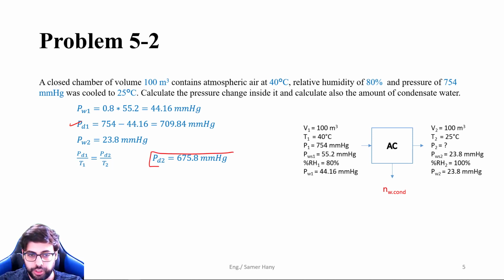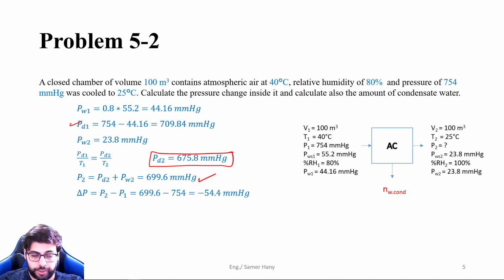But this will be the dry pressure, since the number of moles needs to be constant for only the dry component of the air. And to get the total pressure, P2, we just add the partial pressures according to Dalton's law, and we get a total pressure of 700 millimeter mercury. So the pressure drop will be the final pressure minus the initial pressure, which is 700 minus 754, so the pressure drop is just minus 54 millimeter mercury. Okay, so pressure 2 is actually less than pressure 1 by 54.